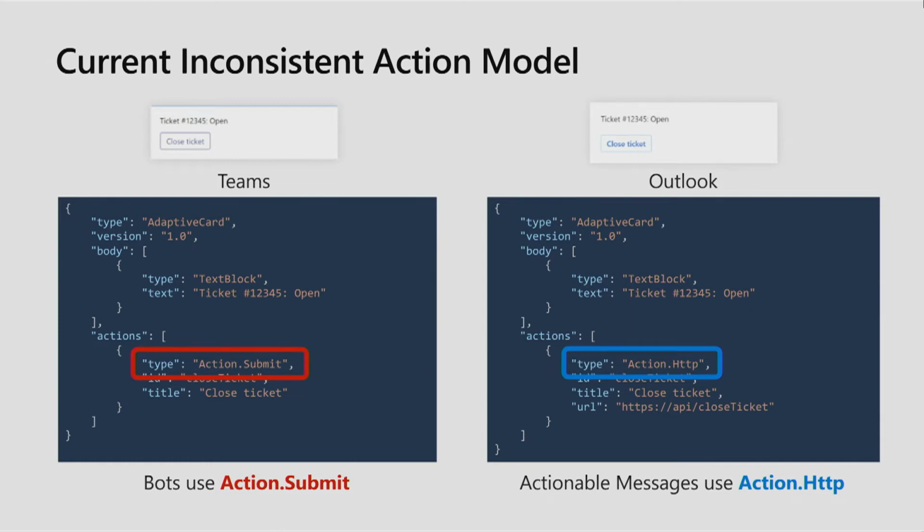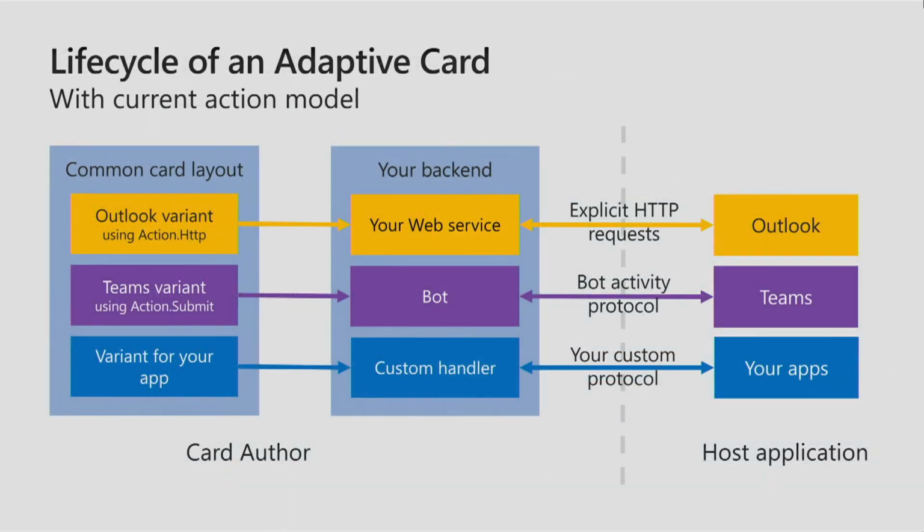So here is what we're doing. This is a more, let's say, I was going to say accurate, but it's a more deep dive into the diagram that was shown to you earlier in this deck. The reality when it comes to the card authoring experience is that you don't just author one card if you want to target multiple hosts. You have to author a variant for Outlook, a variant for Teams, and you might even want a variant for your own application. Sure, there is a common layout, but the action model is not the same.